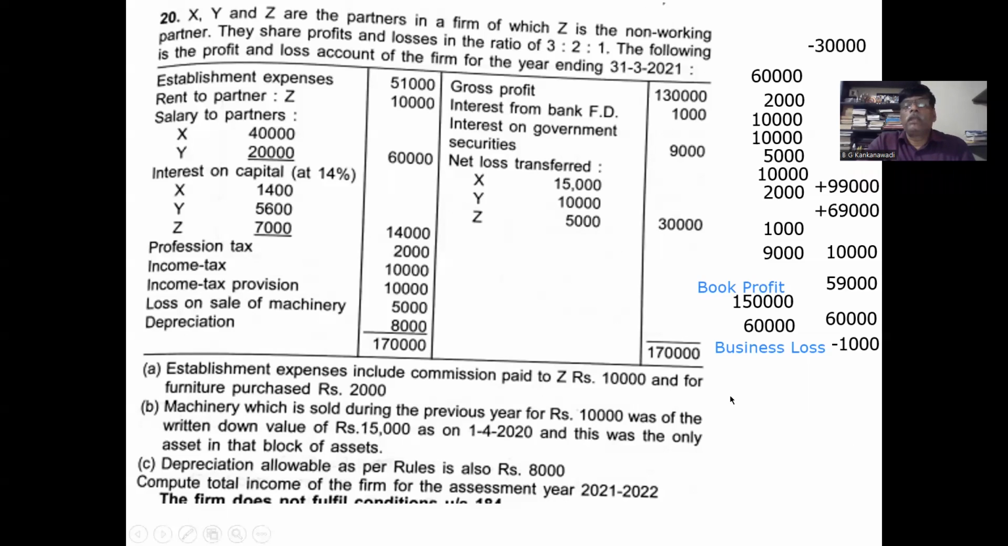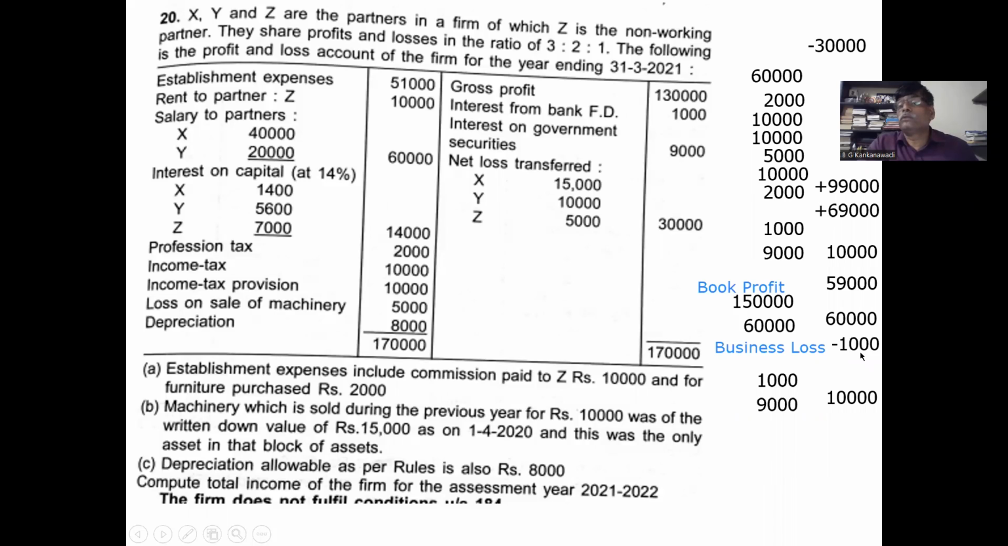And thereafter you take the other source. The third head is other source. In other sources, first is interest on FD 1,000, second is interest on government security 9,000. So 10,000 is the income from other source.